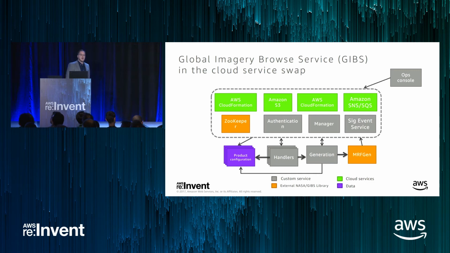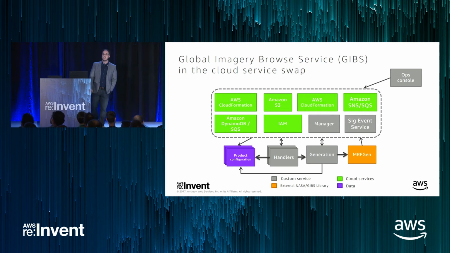Subscription service, we can swap for SNS and SQS. Zookeeper, the open source job management, can get replaced with DynamoDB and SQS. Authentication, we swap out for IAM. Management, I'll come back to that one. That one's going to turn into what we call the scheduler and the dispatcher. And significant event service becomes CloudWatch.